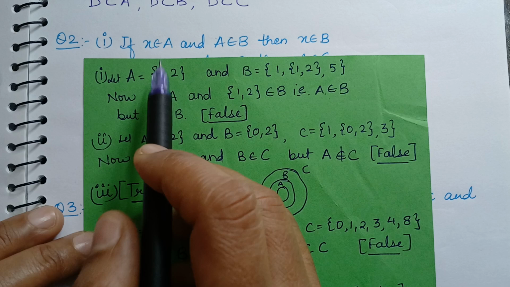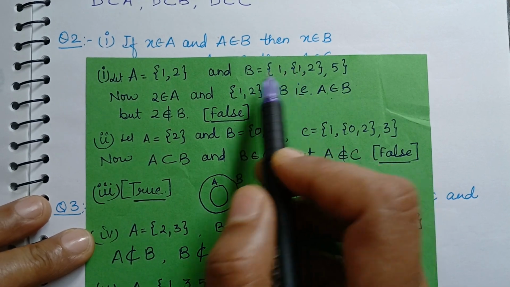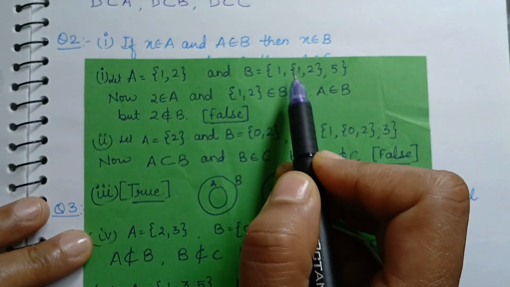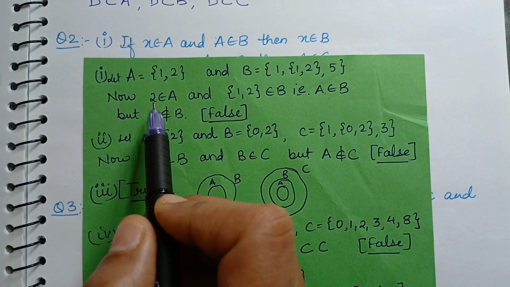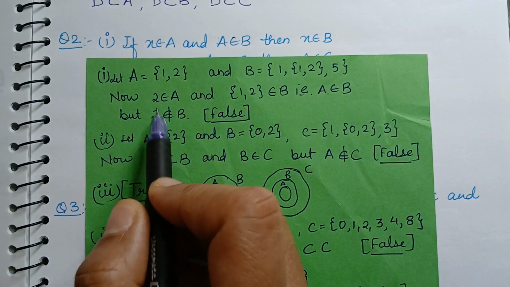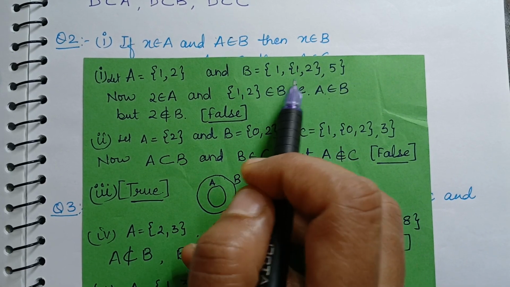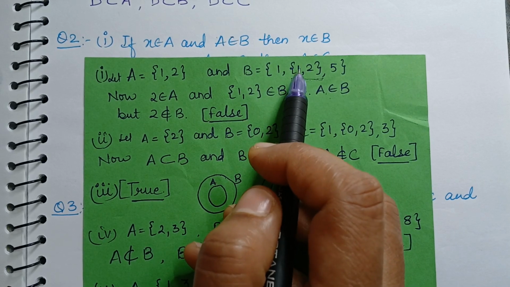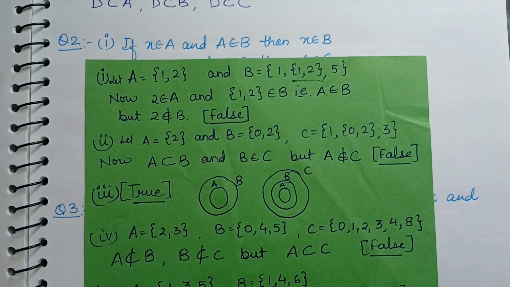Here x belongs to A. So I have taken set A as 1 comma 2 and B as 1 comma. So this set A should be an element of B. That is why we have written it in this form, 1 comma 2 comma 5. Now this x I have taken as 2 because 2 belongs to A and this A belongs to B. But we can see that 2 is not an element of B. This is one entire element of B, so we cannot break it and write 2 belongs to B. So this entire element 1 comma 2 belongs to B, but 2 is not there in B. So this statement is false.